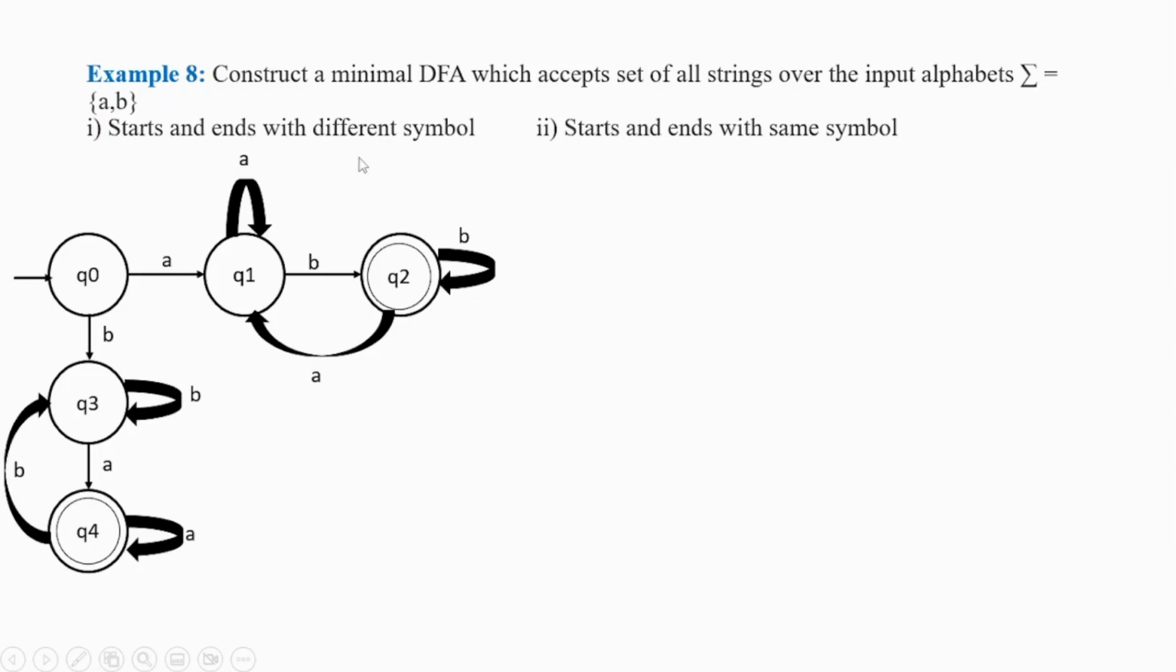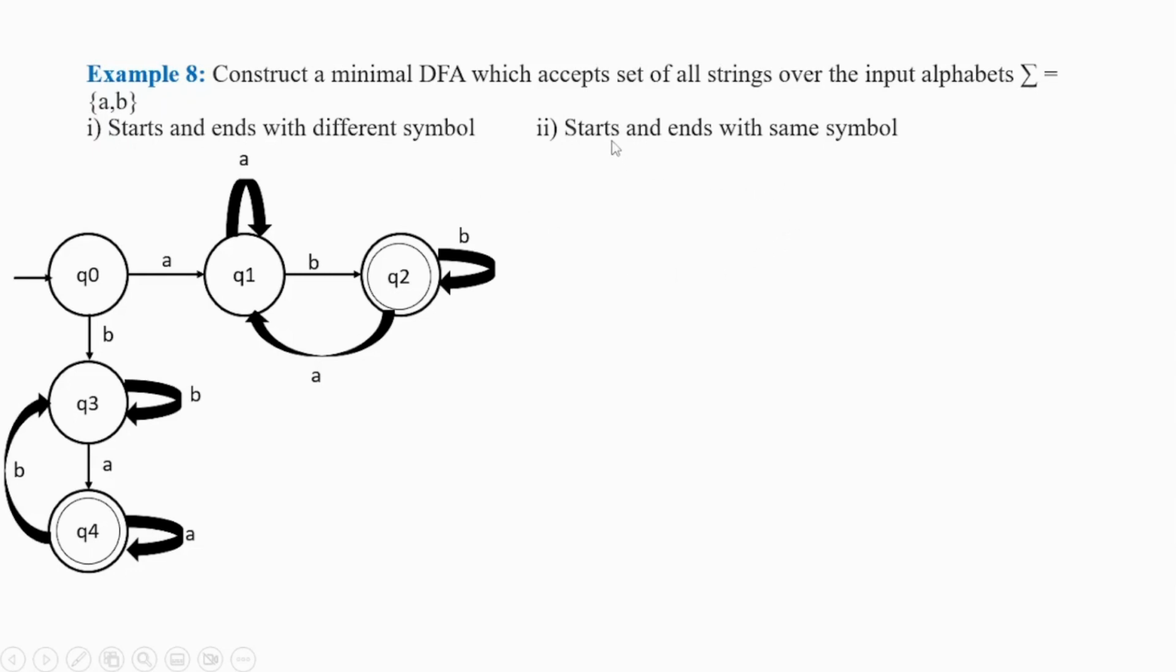Since it starts and ends with different symbols, it should start with A and end with B. If it starts with B, it should end with A, right? Then it will enter the final state. Any number of A's in the beginning, let it stay here itself. After seeing B, any number of B's, it will be in the final state because my condition is satisfied. It started with A and ended with B. We are not bothered by more B's. But if I see A, it should not be in the final state, so I put it in a non-final state. So this is the DFA for starting and ending with different symbols.